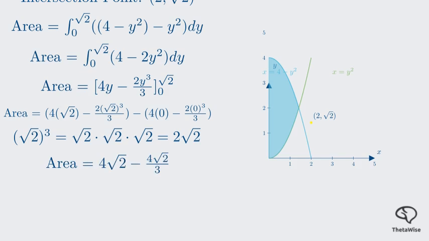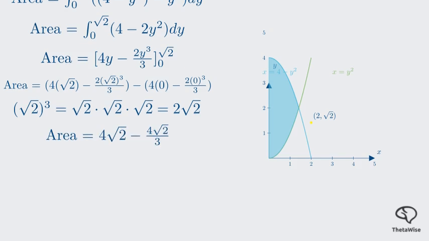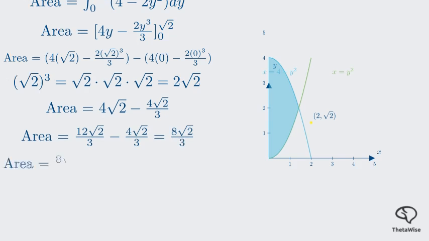To combine these, we find a common denominator, which is 3. 4 square root of 2 is the same as 12 square root of 2 over 3. Subtracting 4 square root of 2 over 3 gives 8 square root of 2 over 3. The final exact answer for the area is 8 square root of 2 over 3. If we round to 3 decimal places, we get approximately 3.771 square units. A common mistake to avoid in problems like this is integrating with respect to x. If we had tried that, we would have had to split the integral into 2 parts, which is much more complex.